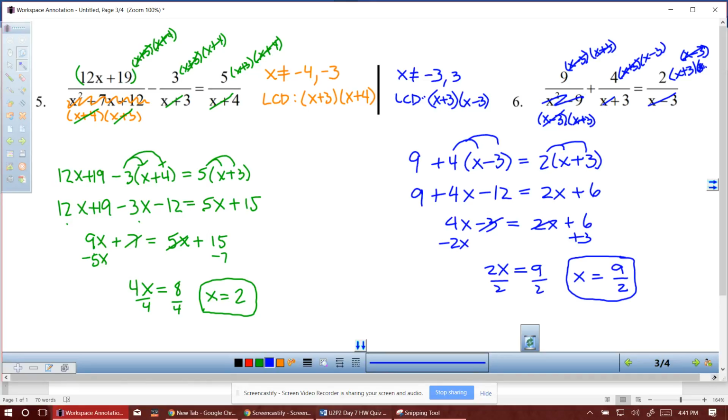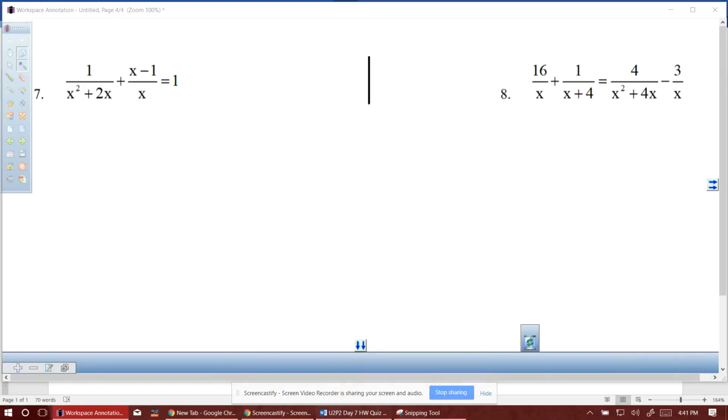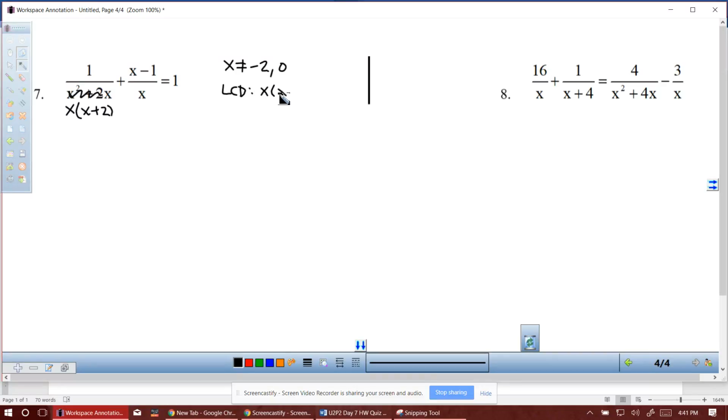All right, moving to our last two questions. Again, starting with the same process. So first thing I really want to do right there is factor. That would be x times x plus 2. All right, so that makes my restrictions easier. I cannot equal negative 2 or 0. And my least common denominator will be x times x plus 2.